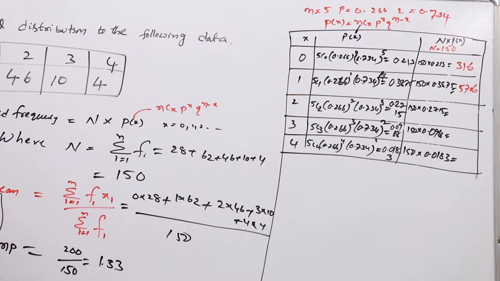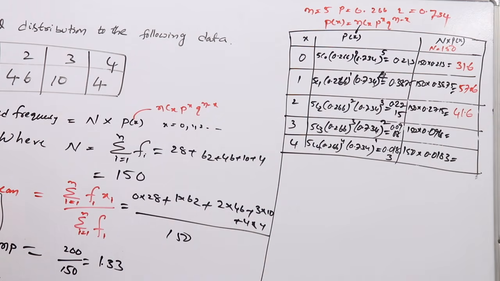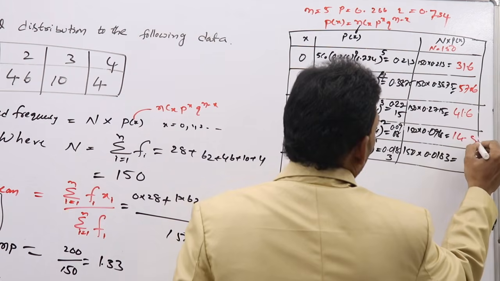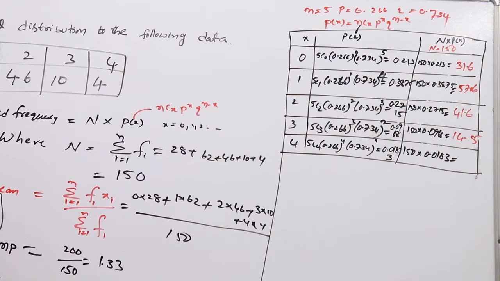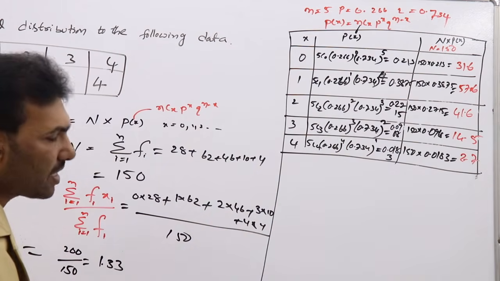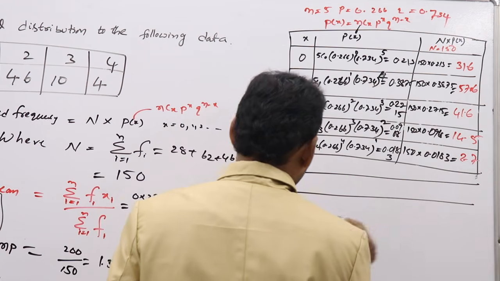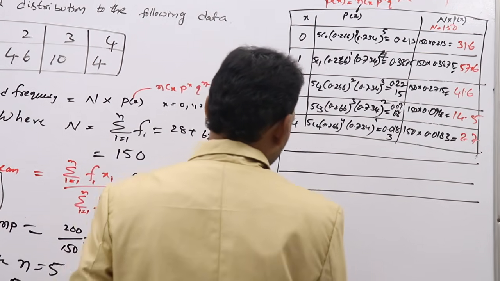Third one, calculate 150 into 0.2716, 41.6. Next one, calculate 0.0968 into 150. If you calculate, you will get 14.5. 150 into 0.0183, if you calculate, you will get approximately 2.7. They are the expected frequencies. Now, finally you need to prepare a table representing given frequency and expected frequency.